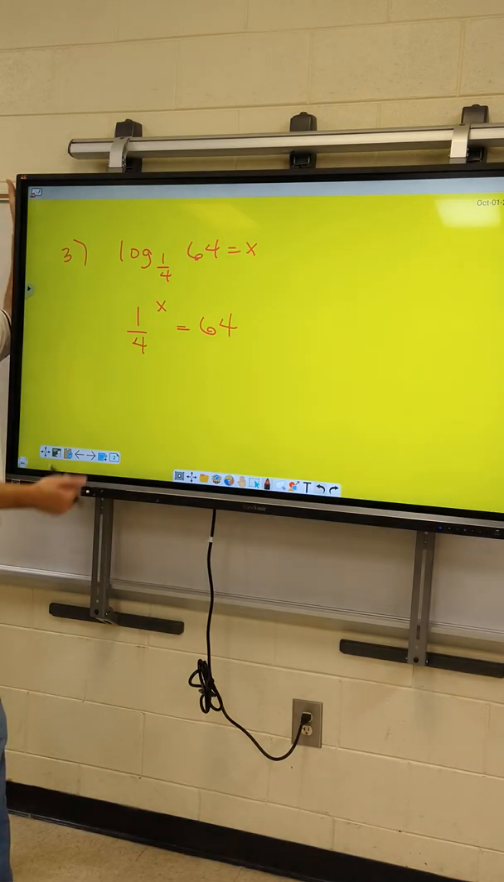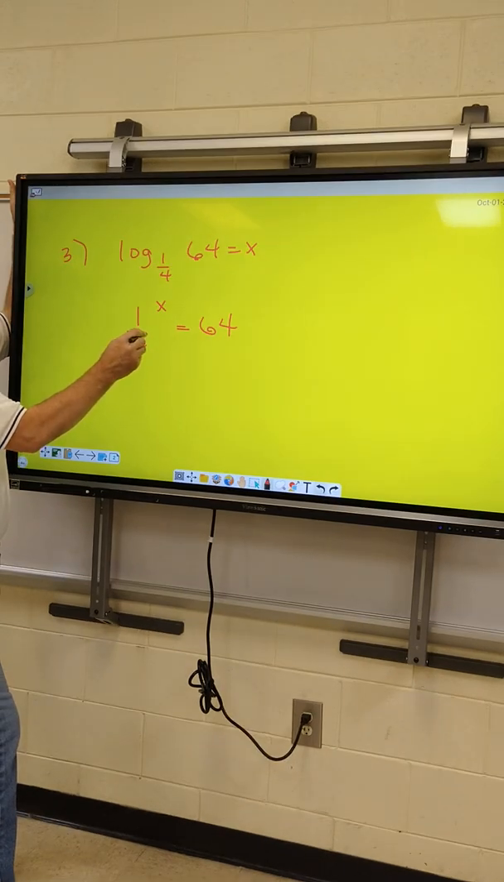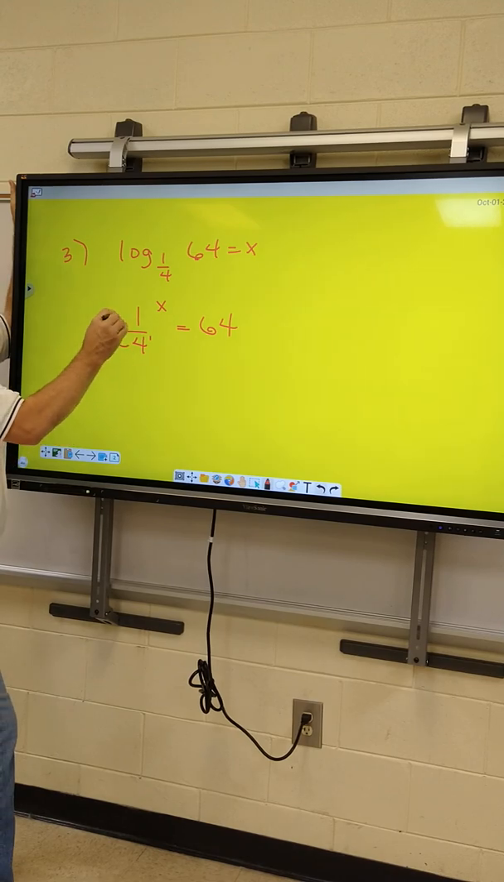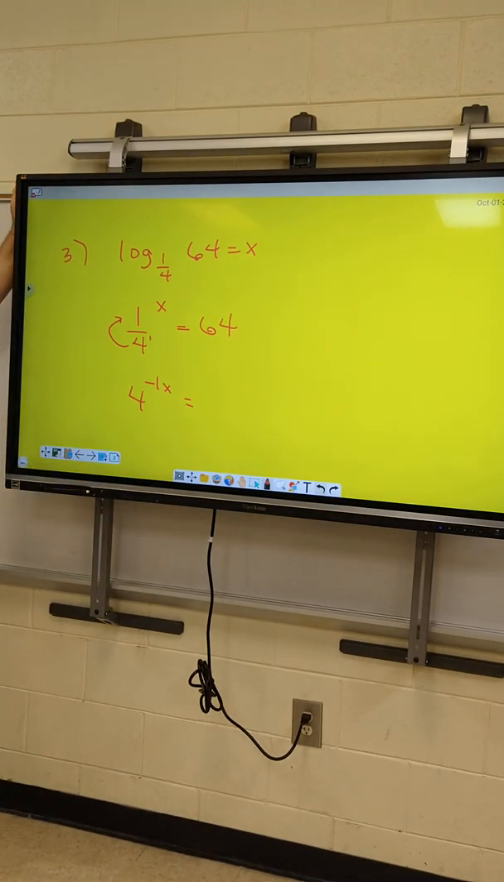We really didn't go over it a whole lot. This has got a 4. Now, what's the exponent over this 4 right here? 1. That's a 1, right? You guys agree? What's going to happen when I move it up to the top? It's going to be 4 to the negative 1. Good. When you move it up to the top, you just make it a negative on the exponent.